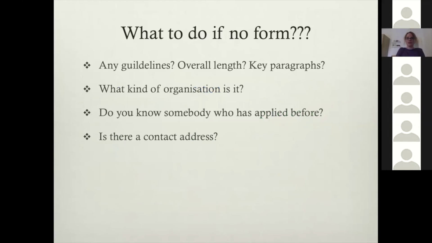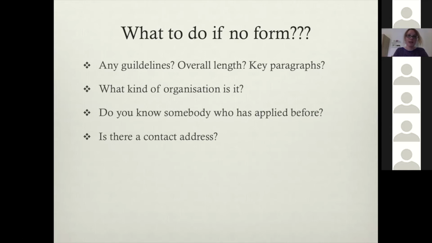Sometimes we get the situation where we don't have a form, no Word form, no online form. We just should send something, maybe 5 pages or something. So in that case, try to check the guidelines first. What are they looking for? What kind of organization is it? Is there any indication of overall length, maybe 5 pages, 3 pages? Are there some key paragraphs, for example backgrounds, aims? Do they say something so you have at least these paragraphs?